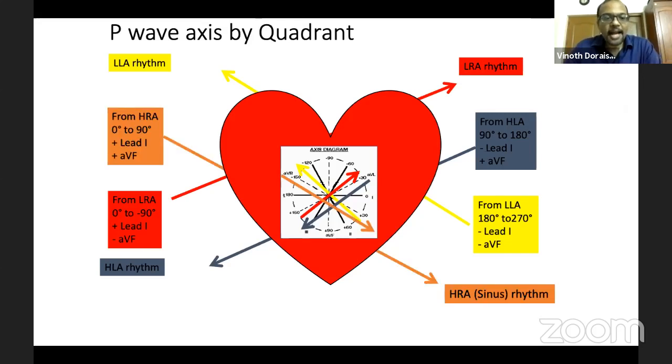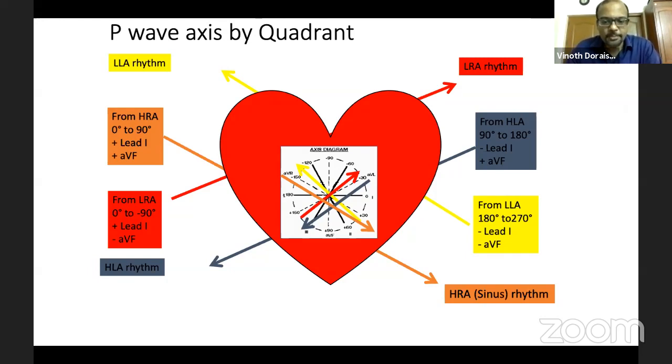And the next is the high right atrial rhythm, which is the sinus rhythm, because the sinus node is situated in the high right atrium. So it goes in the direction of this brown arrow. So lead 1 will be positive and lead AVF will be positive. Lead 2 will also be positive. So this is the way in which you diagnose the P wave axis and from where the rhythm is originating.